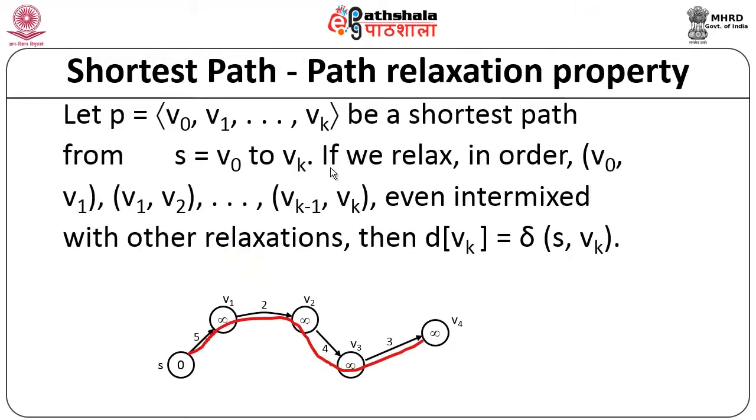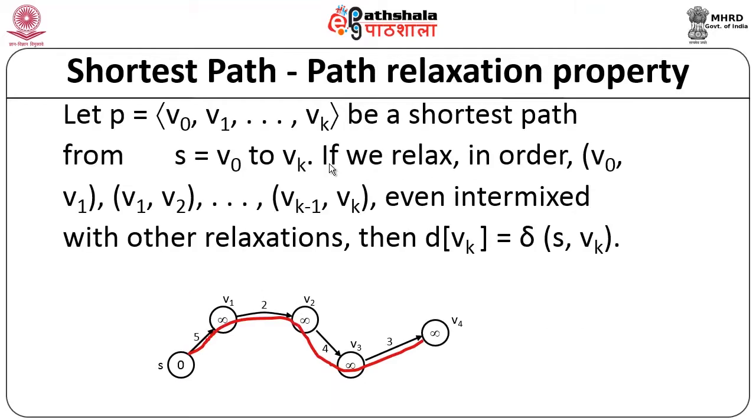Now, the path relaxation property is the next property we will be talking about. Let P = V0, V1, ..., Vk be the shortest path from S = V0 to Vk. If we relax in order (V0, V1), (V1, V2), ..., (Vk-1, Vk), even intermixed with other relaxations, we will get d of Vk equal to delta of the source to the last node.